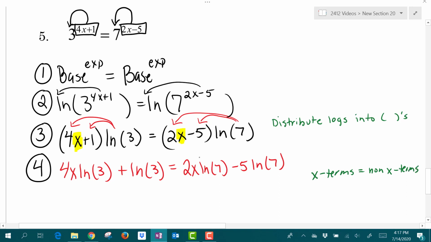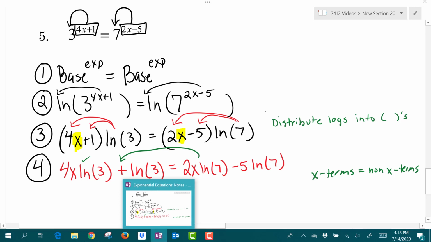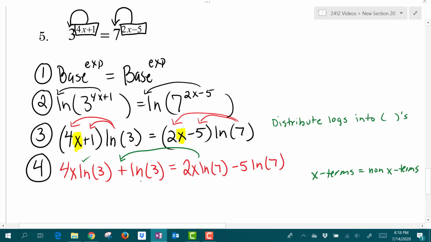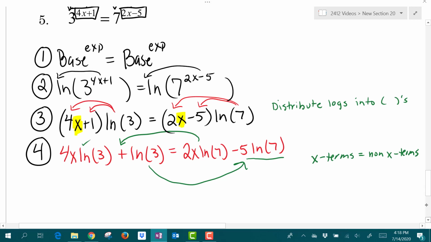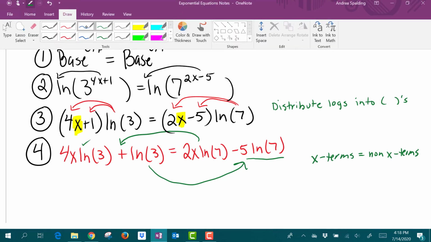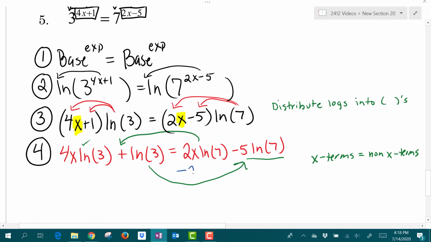So I'm going to go ahead and move this x term to the left side to join this x term. And the natural log of 3 does not have an x in it, so that term is going to move to the right-hand side to join this non-x term. Okay, so in order to move terms around, I'm going to subtract. So minus 2x natural log of 7, and then I'm going to subtract the natural log of 3 from both sides as well.